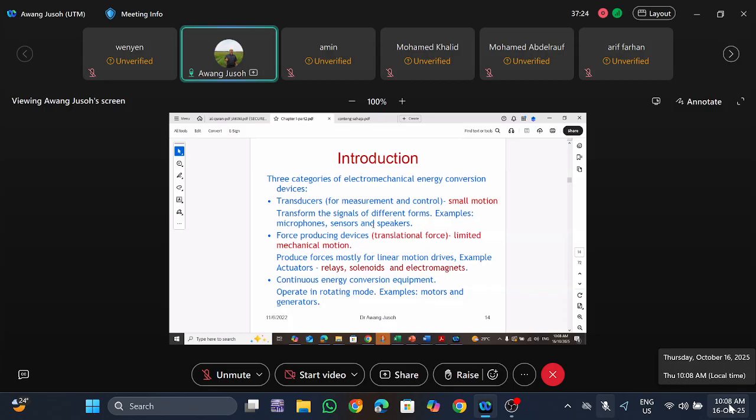And the third one we call the continuous energy conversion equipment. Energy conversion can happen continuously, not for a short period. For example, in the motor or in the generator. Okay, so this kind of device we will see later on. So the next slide.